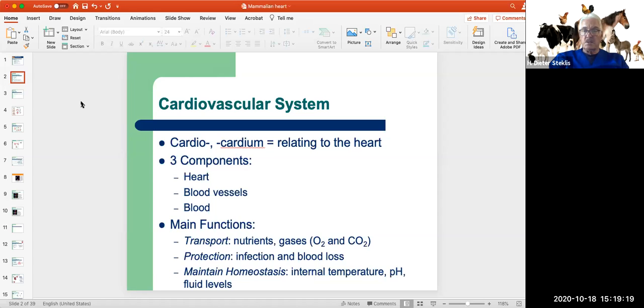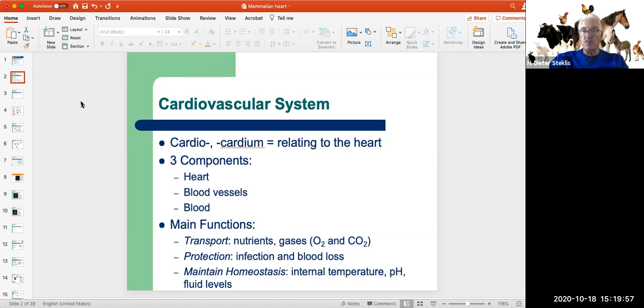But let's just consider momentarily what the main functions are of the cardiovascular system. There are really three. One is transport. It transports nutrients, obviously, but it's also critical for gas exchange, particularly for taking in oxygen and getting rid of carbon dioxide. Also, thinking about the blood itself, it can carry an infection, but it can also carry parts of the immune system like antibodies that can protect you against infection.